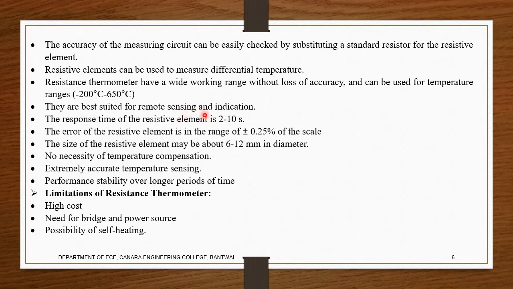Remote sensing in the sense that we can keep the sensing element, have continuous measurement, record it, and use it for indication on the display center. The response time of the resistive element is 2 to 10 seconds, so it is very low. The error of the resistive element is in the range of plus or minus 0.25 percent of the scale. The size of the resistive element may be about 6 to 12 millimeters in diameter.